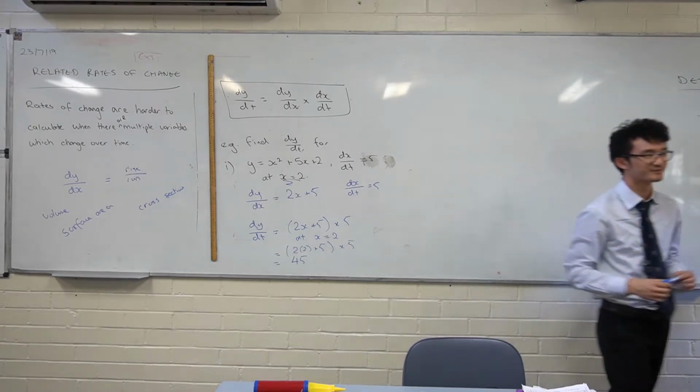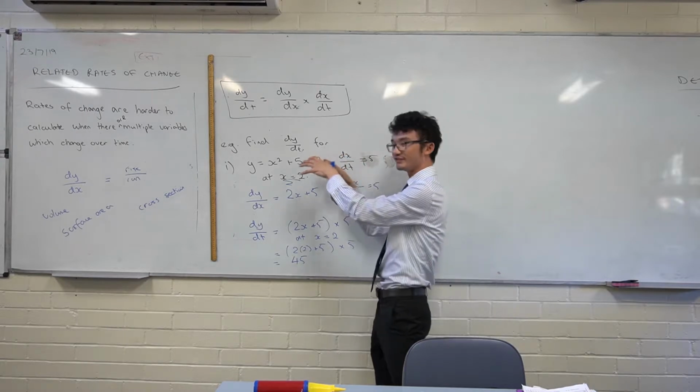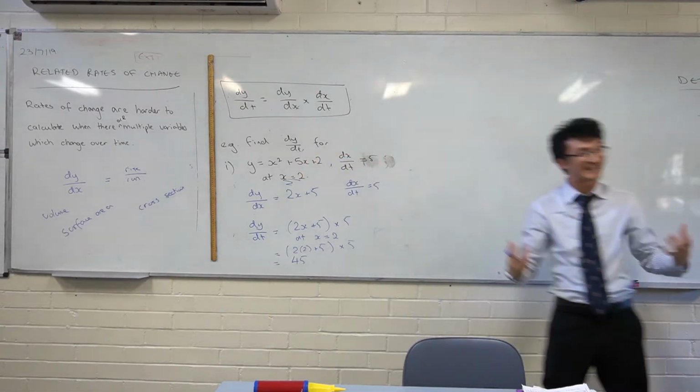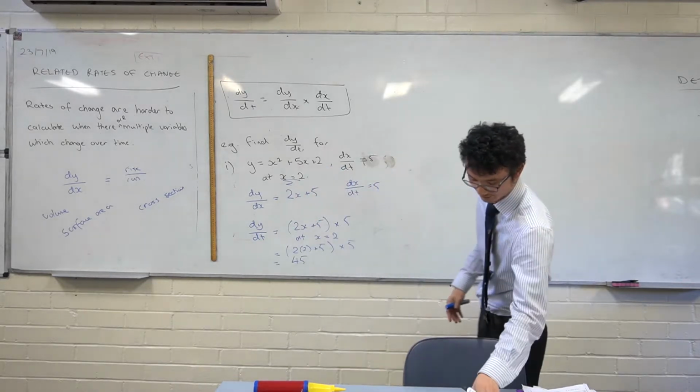Any questions about that? So all we're doing now is we're taking different pieces of derivatives and putting them all together and seeing how they relate. That's what we're looking at when we're seeing related rates of change. Okay? Let's look at another one.